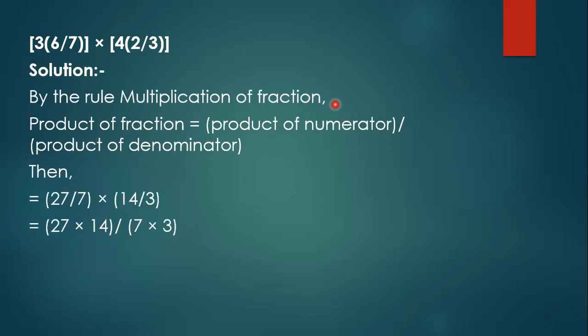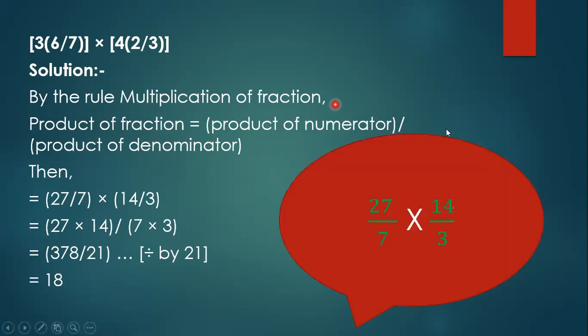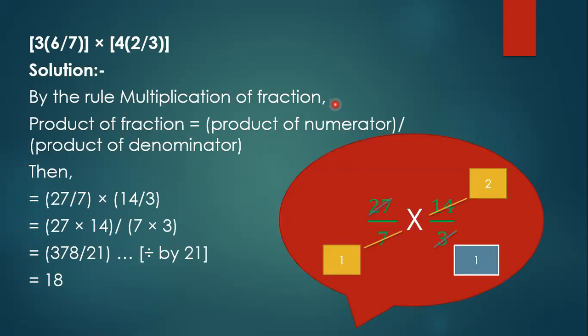Okay, you will multiply the numerators and the denominators. Either you follow this technique or you write them like this. Okay, children, in 7's table, 7 comes 1 time, 14 comes 2 times. In 3's table, 3 comes 1 time and 27 comes 9 times. We are left with 9 multiplied by 2, which is 18. Don't you think this type of method is easier to solve?